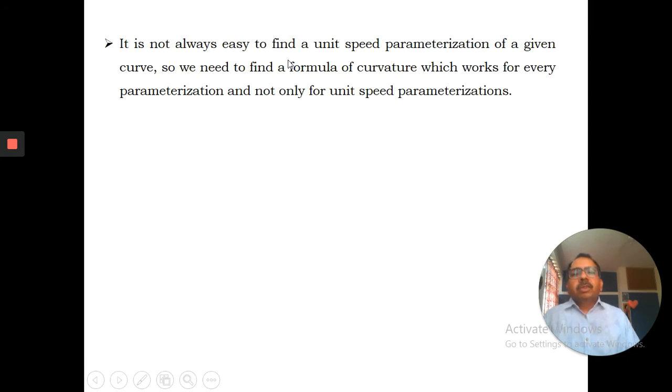It is not always easy to find a unit speed parameterization of a given curve, so we need to find a formula for curvature which works for every parameterization and not only for unit speed parameterizations. So till now I have given two different definitions, and in both definitions I used unit speed parameterizations. Now I give a new formula which does not require any unit speed parameterization.